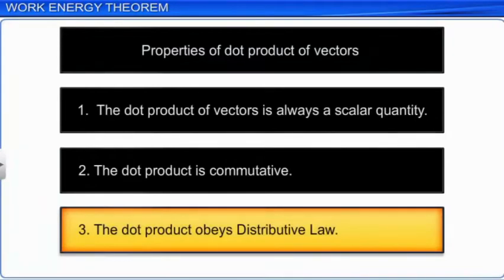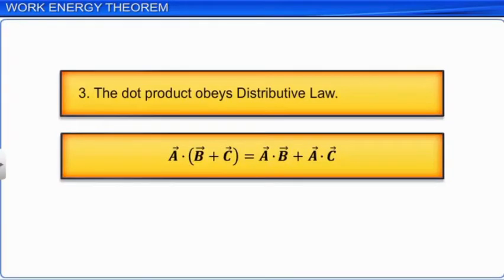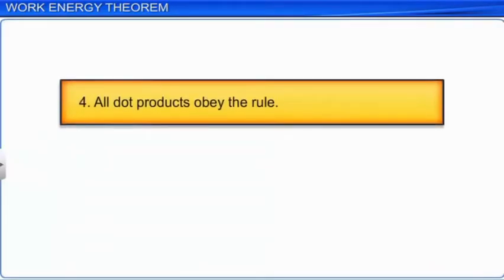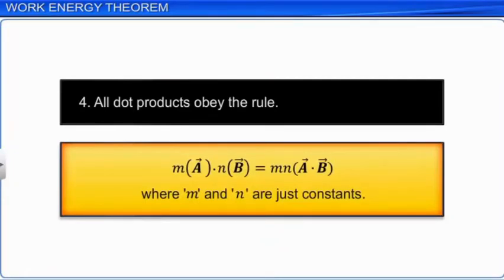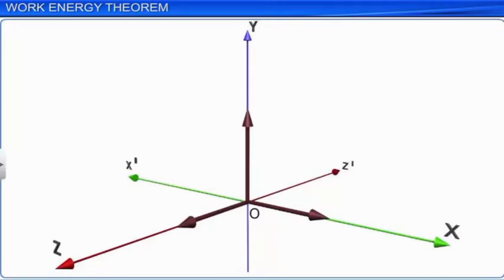The dot product obeys the distributive law. So, A dot (B plus C) is equal to A dot B plus A dot C. All dot products obey the rule (m A) dot (n B) is equal to mn times (A dot B), where m and n are just constants. Consider the unit vectors along the Cartesian coordinate axes i, j, and k.